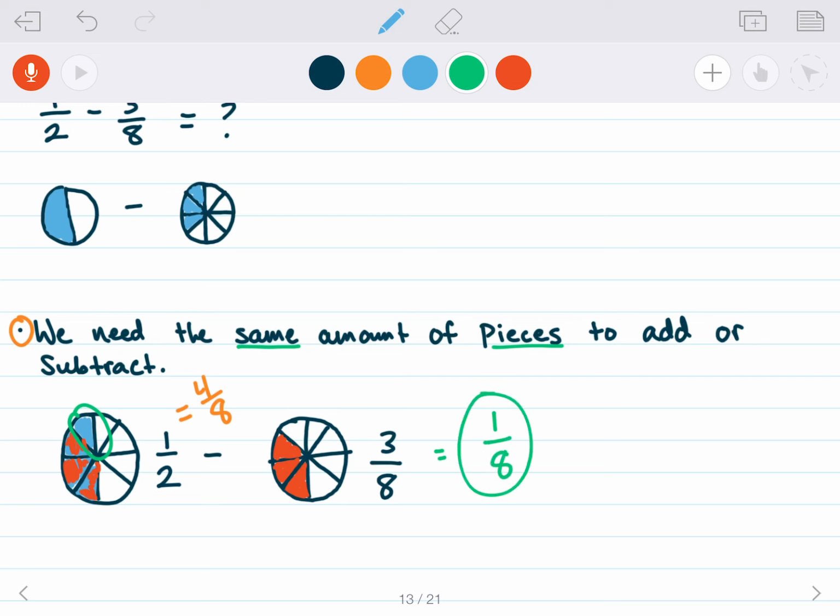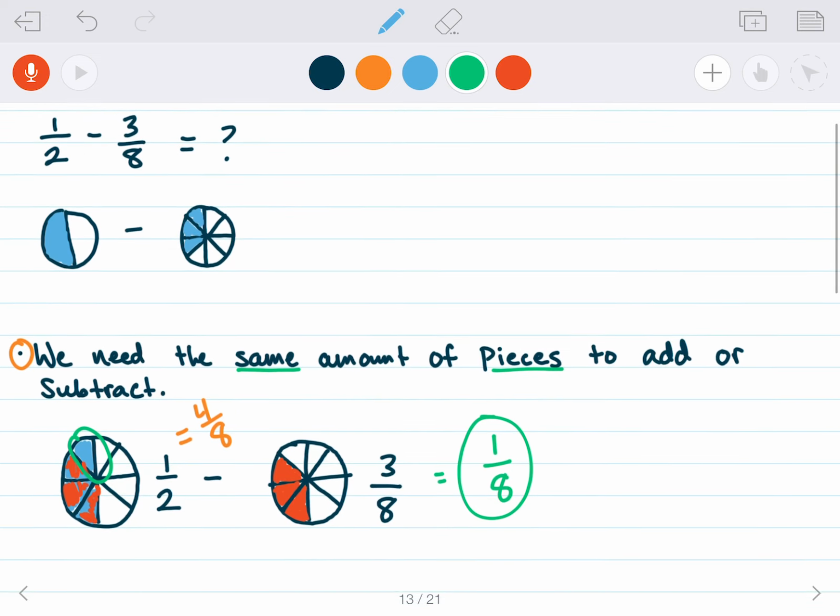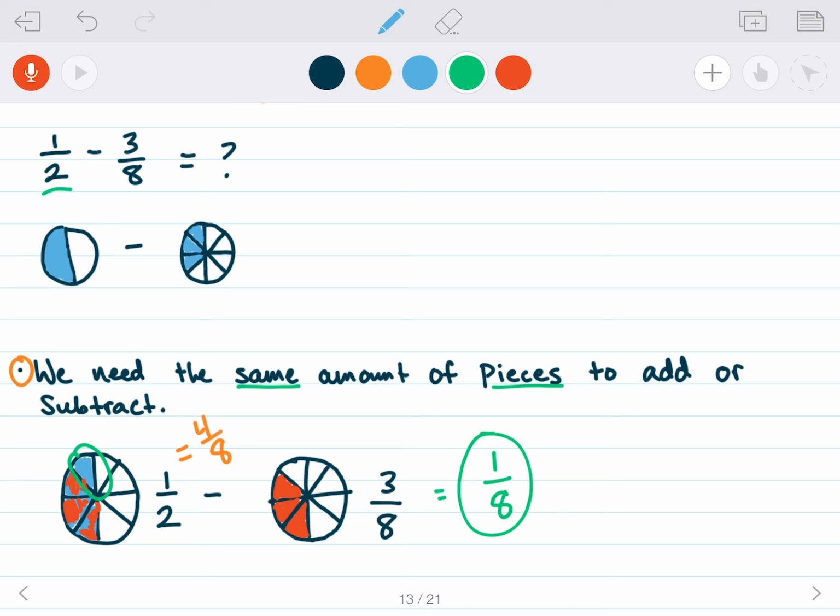So the big thing that students will get wrong when adding and subtracting fractions is they just go straight across like multiplication, but that's not correct. So whenever you add or subtract fractions, I want you to think of these cakes with different pieces and how we can't add or subtract them unless they have the same amount of pieces in each cake. So yeah, again, that's what students mess up with.